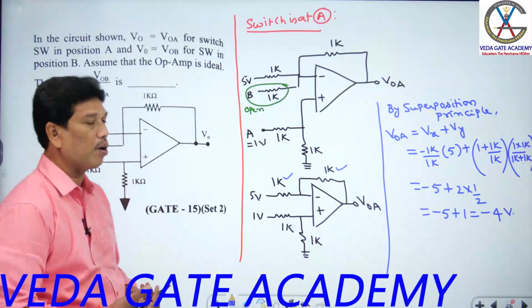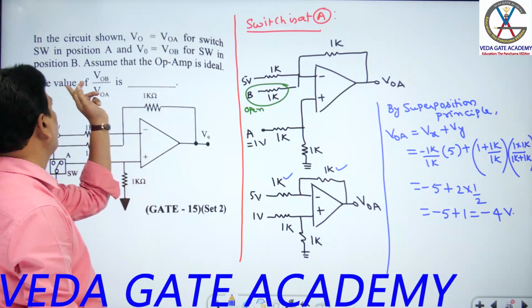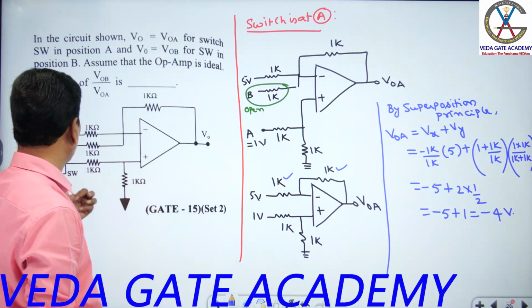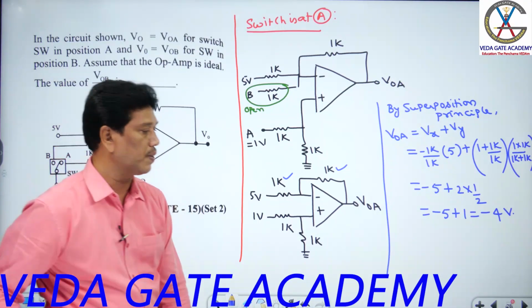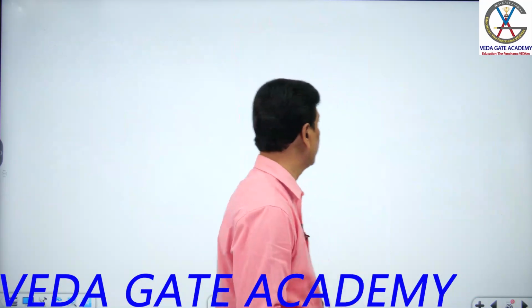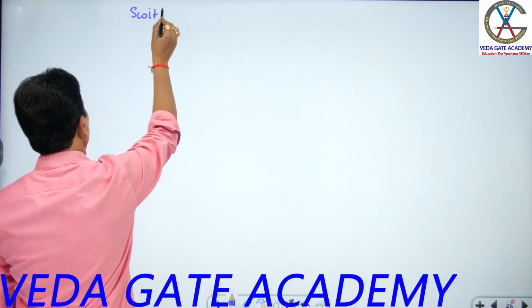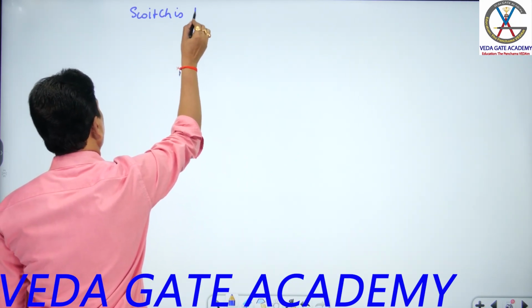Now I can go for one more case. Switch is connected to position B now, where the output is V0 B. So this is the circuit, where I connect the switch to position B. Next, case 2: switch is at B.